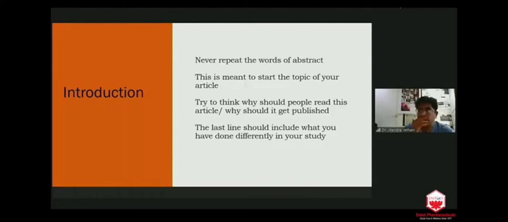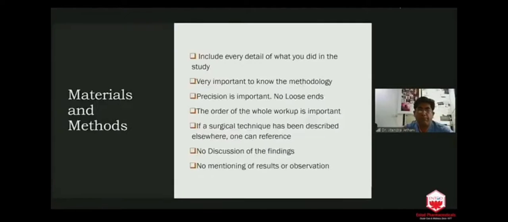And normally what I was taught by my seniors, or my teachers, was that the last line of the introduction would reveal what is different in your study. So when you're writing the introduction of an article, in the last line of the introduction, before materials and methods start, you have to write what exactly we expect in that particular article. So then we can talk about materials and methods.